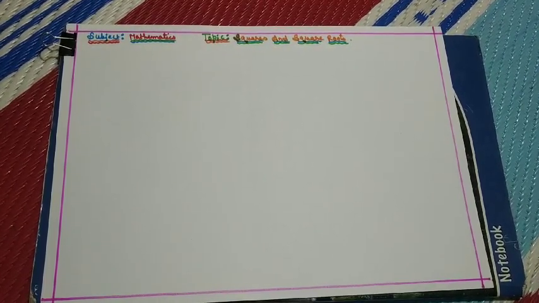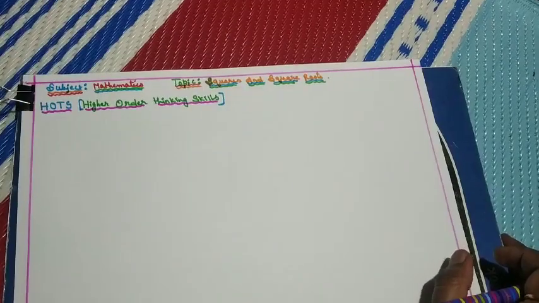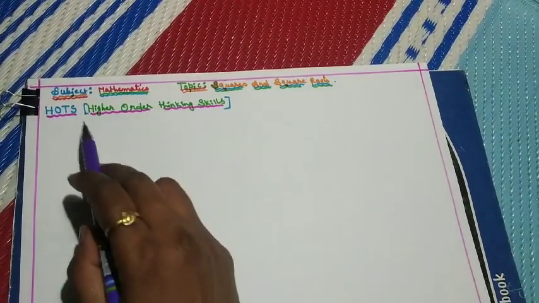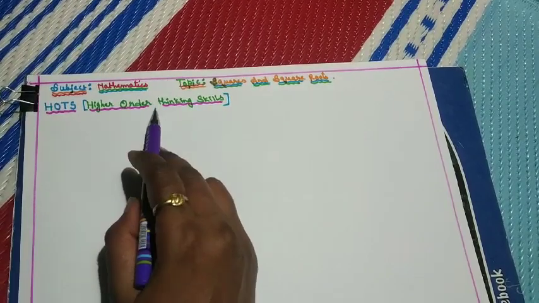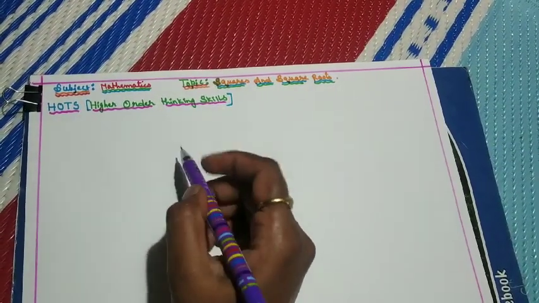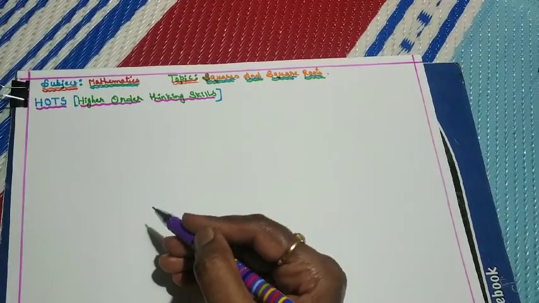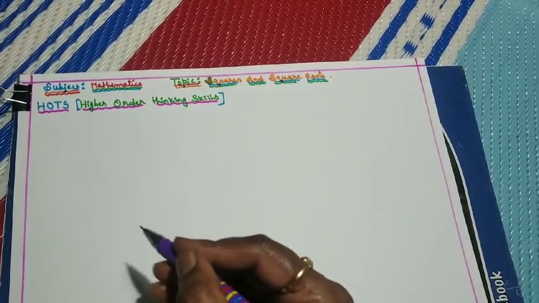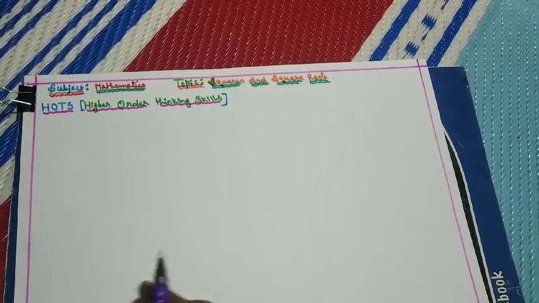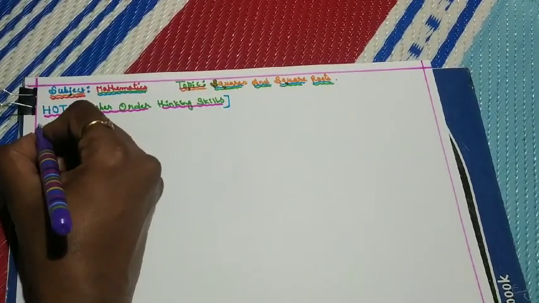Today we are going to solve HOTS questions from the chapter Squares and Square Roots. The full form of HOTS is Higher Order Thinking Skills. It means the questions will be tough, and you have to think about them and try to solve them. So, let me go with the first question.